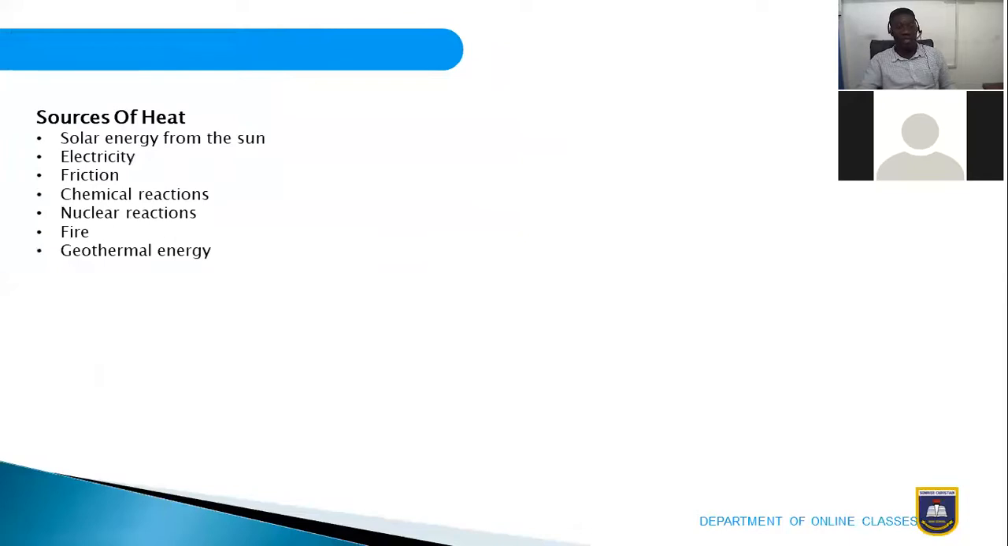So that's the definition for heat, and we have the sources of heat. We have the solar energy from the sun. The solar energy from the sun reaches the solar panel by radiation. If we talk about radiation, that means there is no medium of heat transfer. There is no particle or medium of heat transfer. So there is no neighboring particle transferring the heat onto the solar panel.